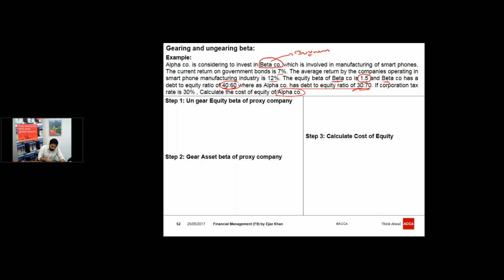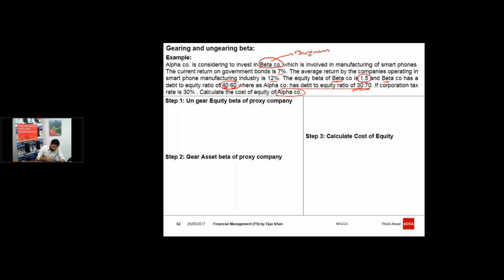Remember, of the total capital of Beta Company, 40% are debts. So it will be facing more financial risk than Alpha Company, which has only 30% of the debts. I hope now it's clear. Everybody who was saying Alpha Company has a higher risk, I think it's now clear.